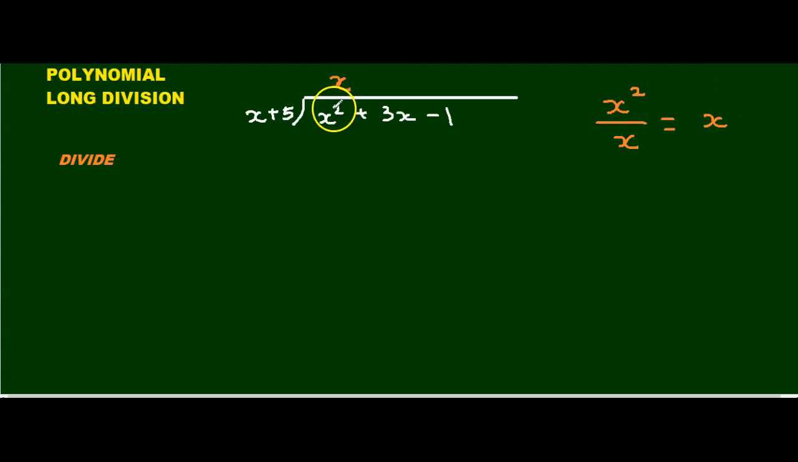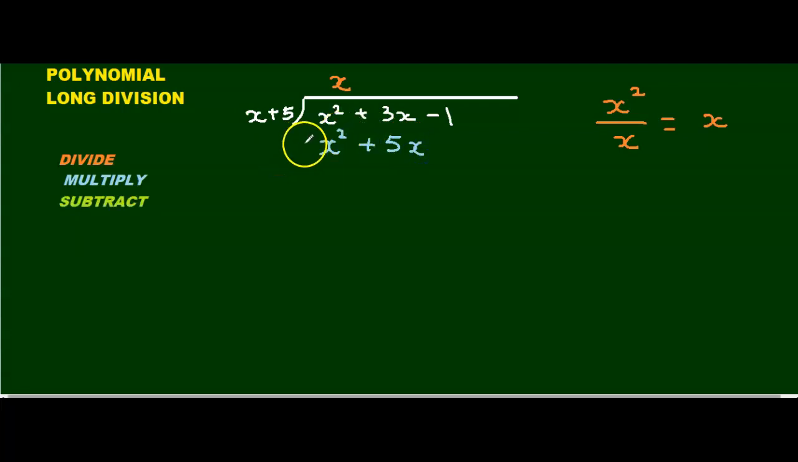Next, we need to multiply. So we're going to multiply the orange x, which is now the quotient, by the x in our divisor. So x times x gives us x squared. X times 5 gives us 5x. Next, we need to subtract.